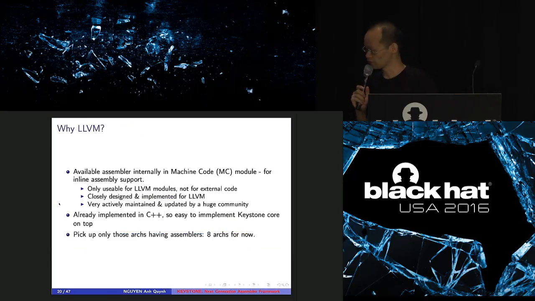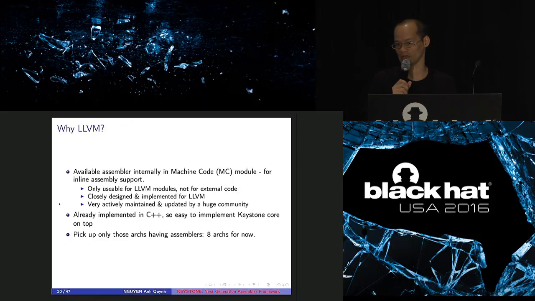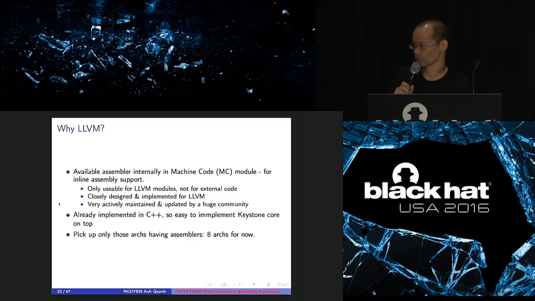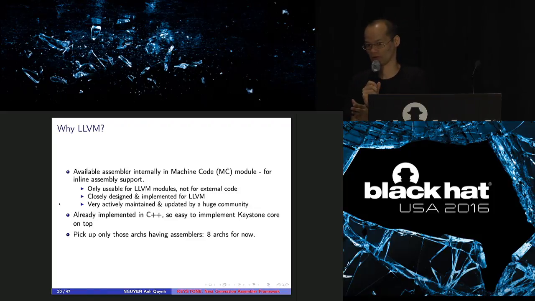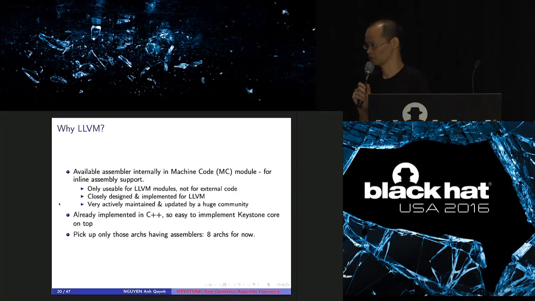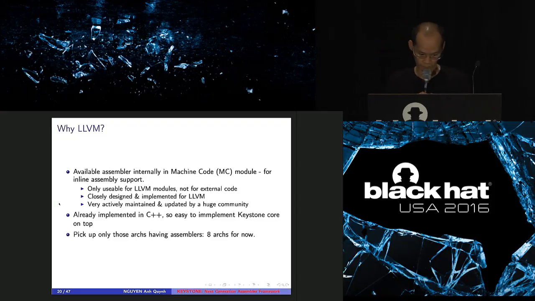The reason I forked LLVM to build Keystone is that MC supports all those assemblers I want, because MC needs to support inline assembly for the compiler. So they have assemblers for all those CPUs. But note that LLVM doesn't support inline assembly for all those CPUs. LLVM supports around 20 architectures now, but only supports inline assembly for around 8 architectures. So Keystone supports only 8 architectures for now.